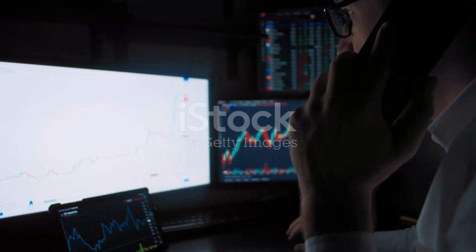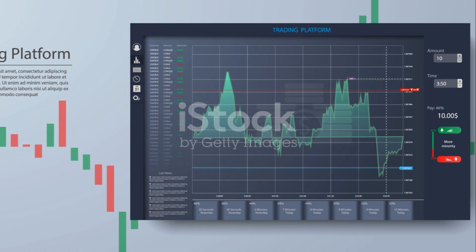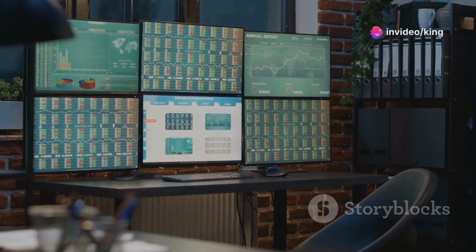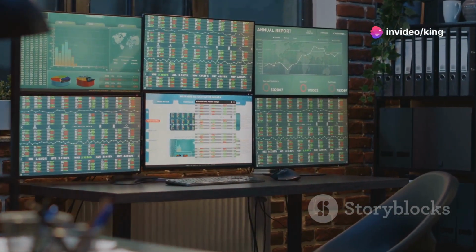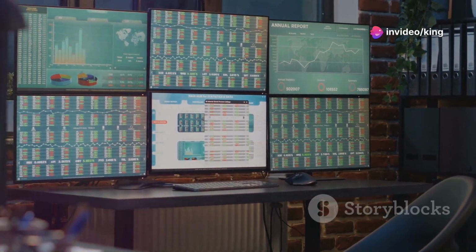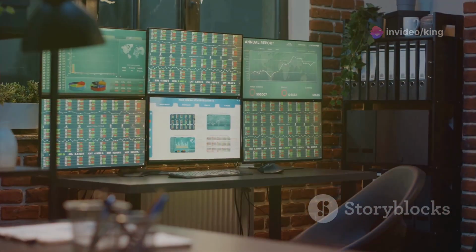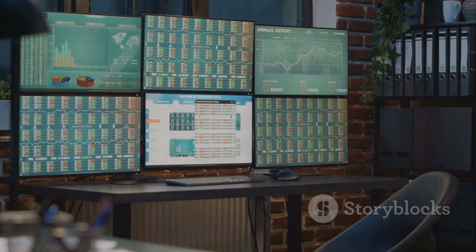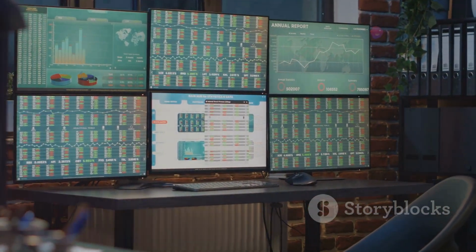To implement this scalping strategy effectively, your trading platform needs to be properly set up. Start by choosing a reliable platform that offers real-time data and quick execution. Popular choices include MetaTrader 4, Thinkorswim, or Interactive Brokers. Ensure your internet connection is stable to avoid any lag in data or order placement.